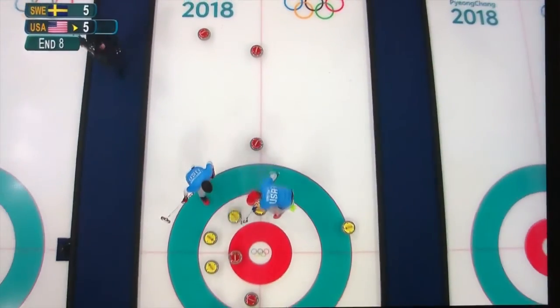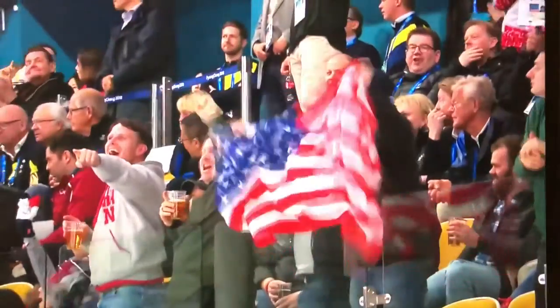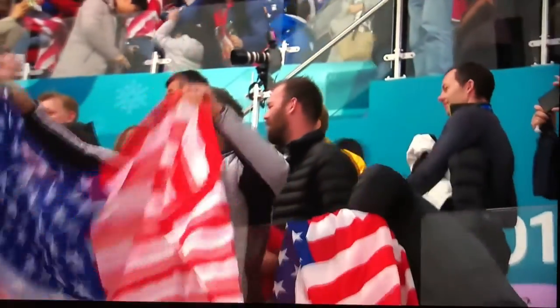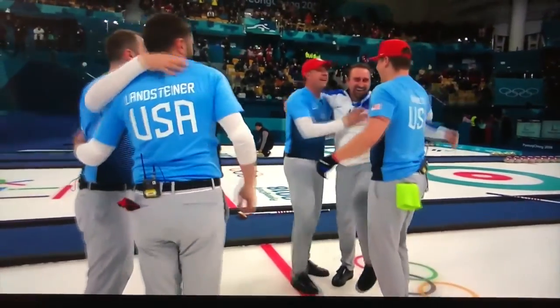Can he get it? He can! 5 on the board for Team USA. And that is it. The United States has won curling gold at the Olympics.